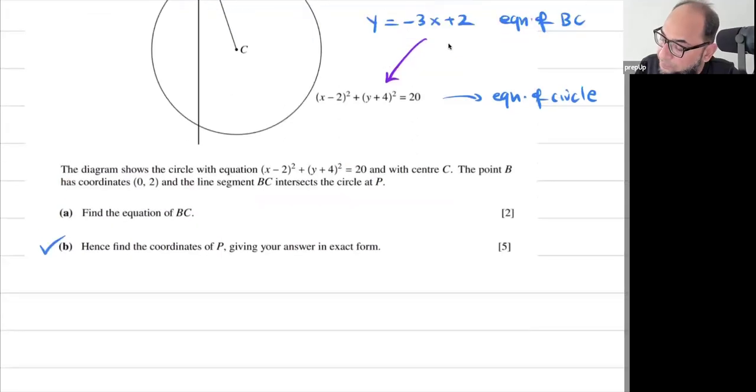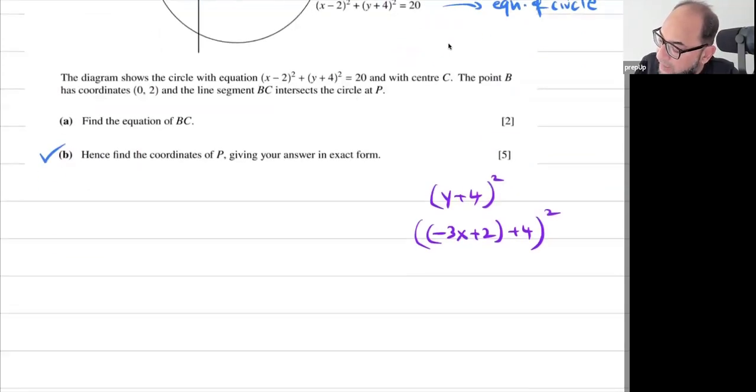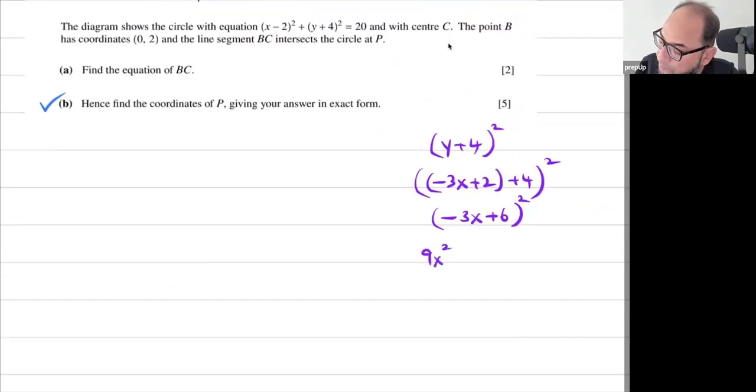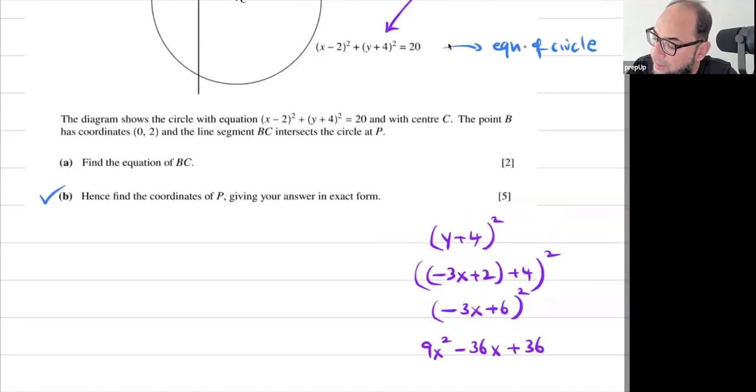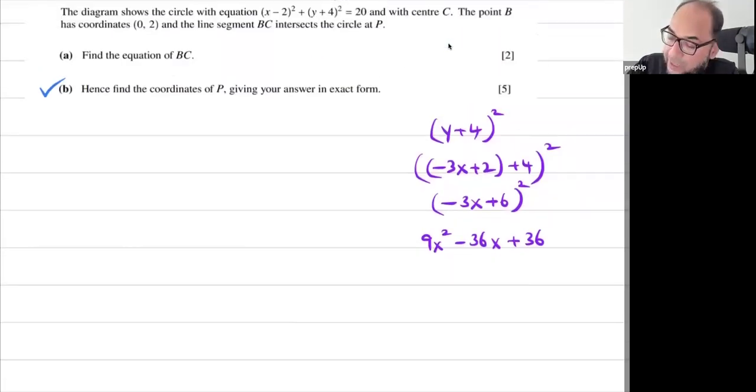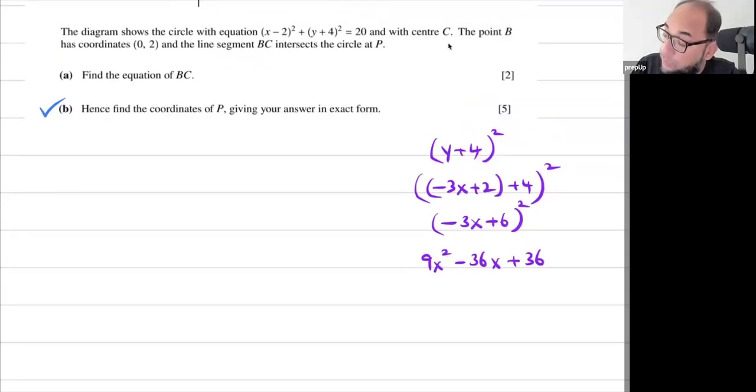Let me just simplify this much. y plus 4 whole square, that is -3x plus 2 plus 4 whole square, that is negative 3x plus 6 whole square. This is 9x square, and this is negative 36x plus 36. So that is the expanded form. And let me also expand x minus 2 whole square. Now it's completely in terms of x.